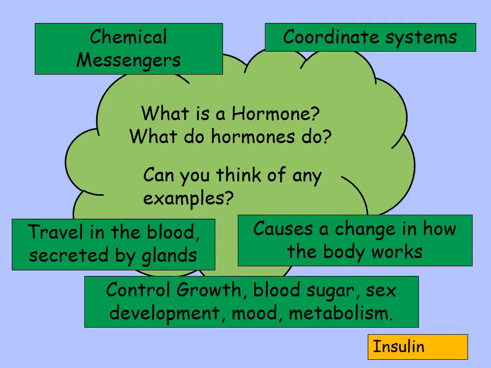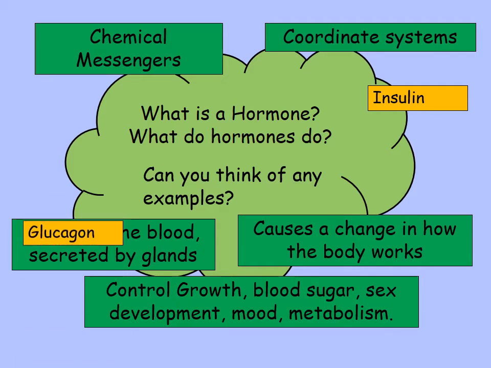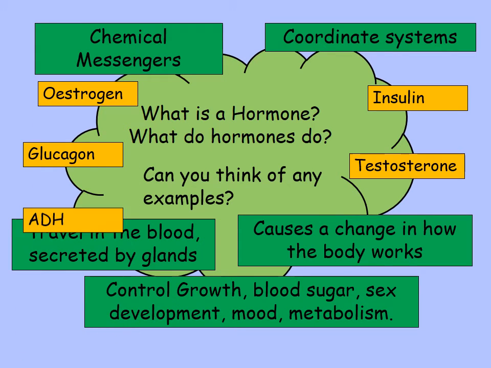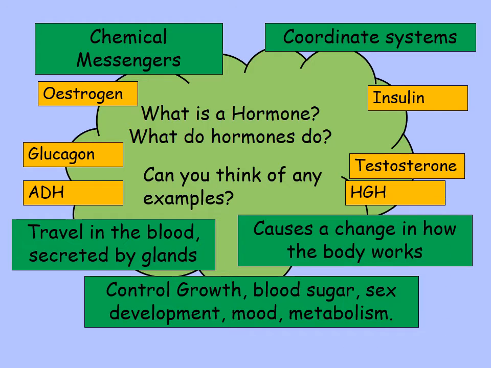So some examples would include insulin and glucagon. Both of those are involved in the control of blood sugar level. We'll talk about those in a bit more detail in a later PowerPoint. Insulin you've probably heard of, glucagon you may not have done. Testosterone, estrogen, and ADH. ADH is antidiuretic hormone, that's involved in control of water levels. Testosterone and estrogen are sex hormones in males and females.